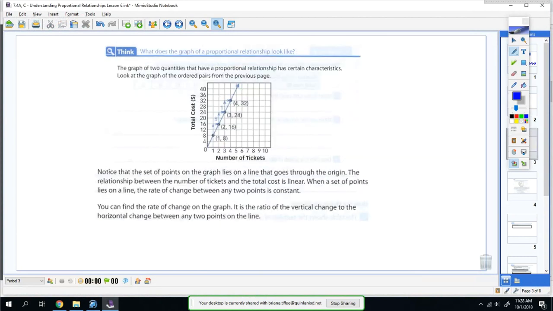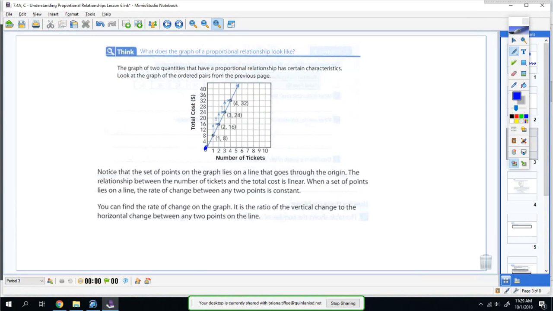So think of two quantities that have proportional relationships and they have certain characteristics. Look at the graph for the ordered pairs. So what it is, I took this table and I graphed it. So we have to start at 0 because 0 tickets cost $0 and it goes up from there. 1 ticket's 8, 2 is 16, 3 is 24, 4 is 32. Notice that the set of points on the graph lies on a line that goes through the origin. Remember, the origin is 0, 0.